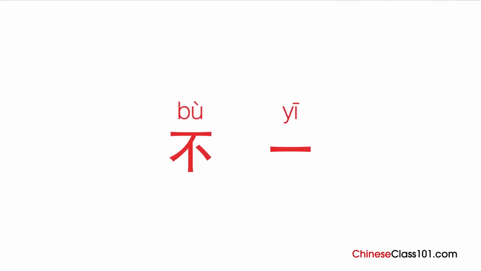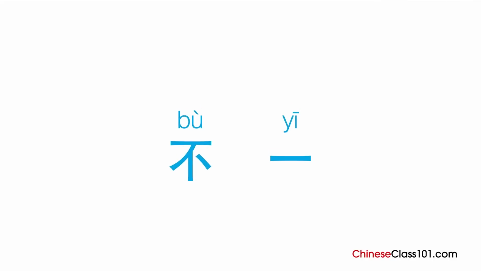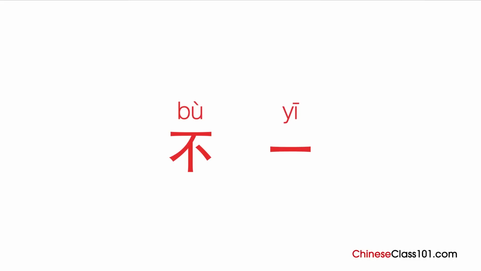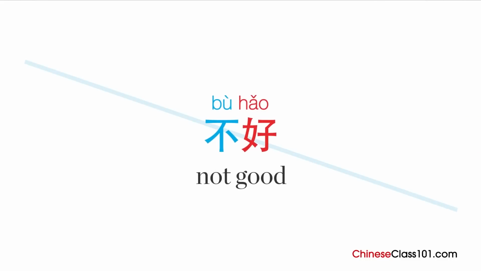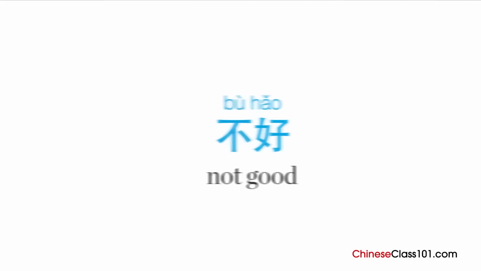When studying Chinese, you've probably seen these 2 characters often: bu and yi. They are very, very common, but you may notice that their tones change when they come before certain words. For example, bu is the second rising tone in 不要, but it's the fourth falling tone in 不好.